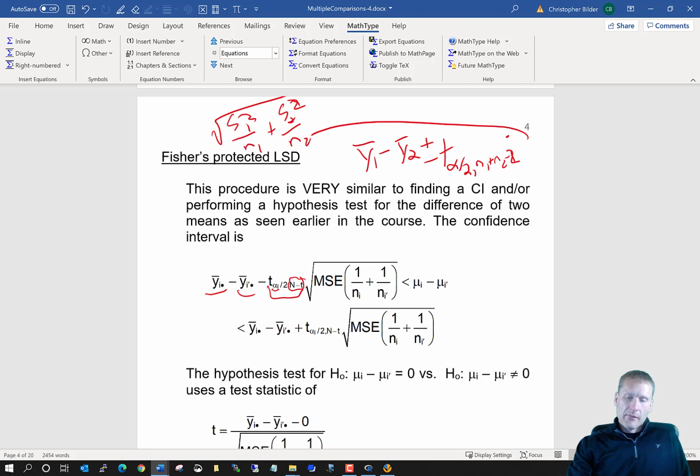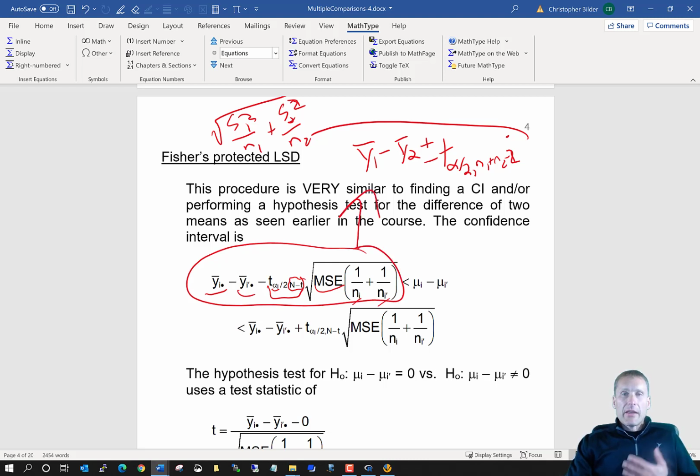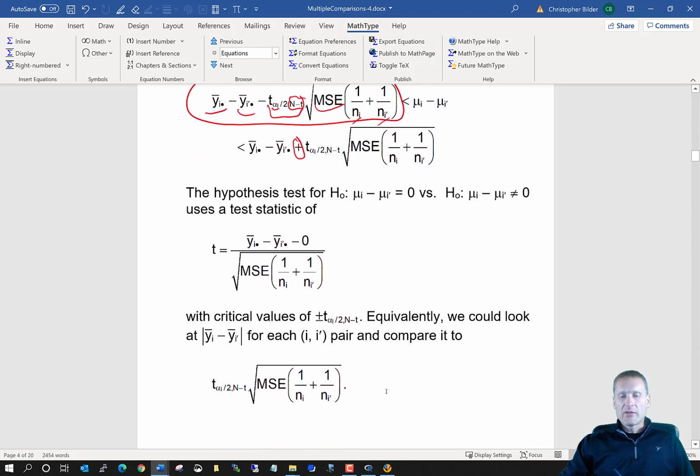Then we take that times the square root of the mean square error, remember, a measurement of variability, times the quantity 1 over the sample size for treatment I plus 1 over the sample size for treatment I prime. That's our confidence interval. Look how similar this is to what we had before. That's the lower bound of the interval. The upper bound is the same, but now I put a plus there instead. So that's the confidence interval.